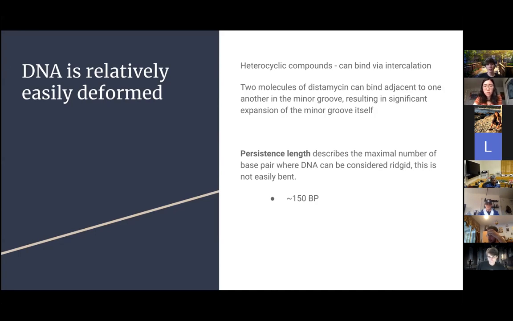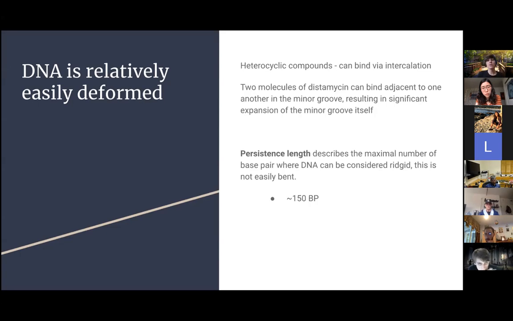An example of a molecule that is interacting with the minor groove of DNA would be distamycin. The distamycin can bind once to DNA, but can also bind twice, with another molecule of distamycin adjacent to it. When it does that, the minor groove has to expand to accommodate both of those molecules. As such, it does open a little bit to accommodate the molecules.